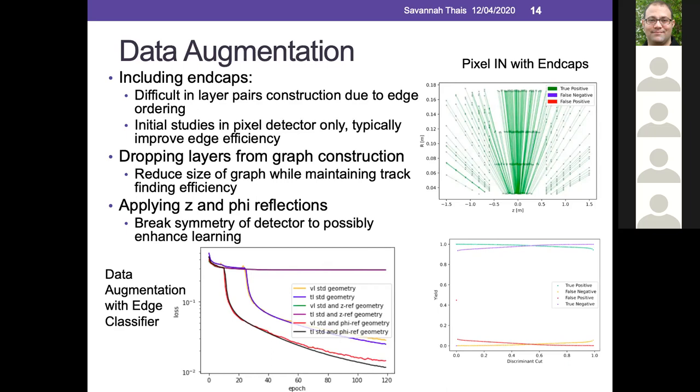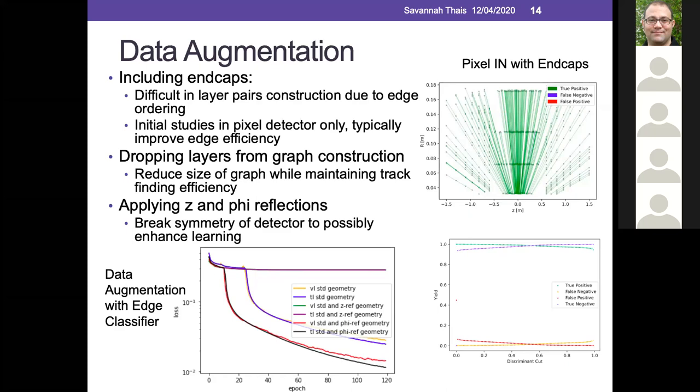We've also looked at dropping layers from the graph construction. So, trying to reduce the size of the graph by intelligently reducing the graph size while maintaining enough information to do the full track finding. And that's been preliminarily quite effective.